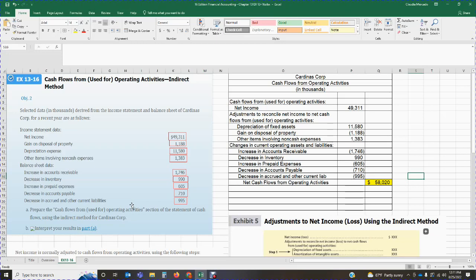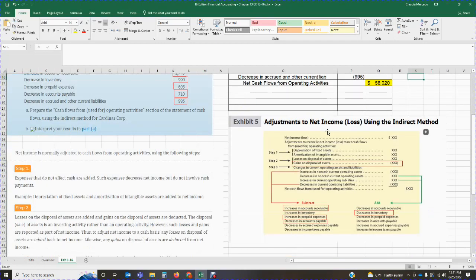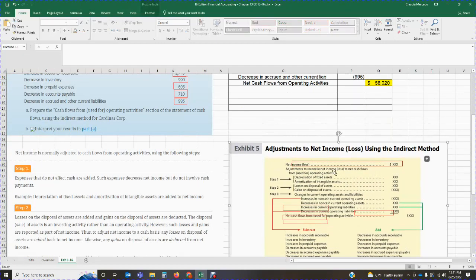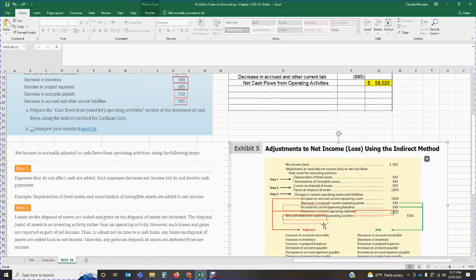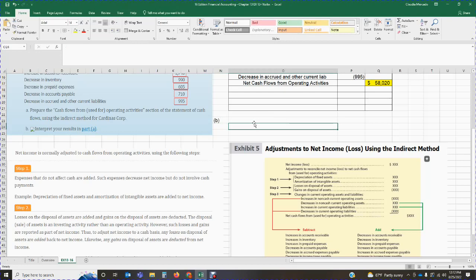Requirement B says interpret your results in part A. Okay. So let me move this down. Let me delete this. I don't want to delete that. But let me delete this. So now we're going to be doing part B, which is analyze the information. Okay. So it says interpret your results.